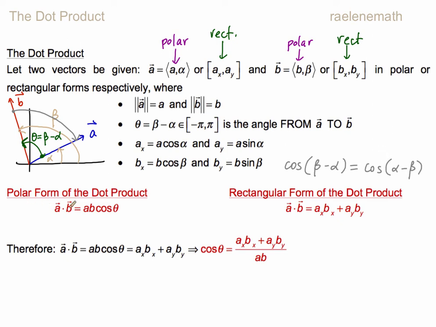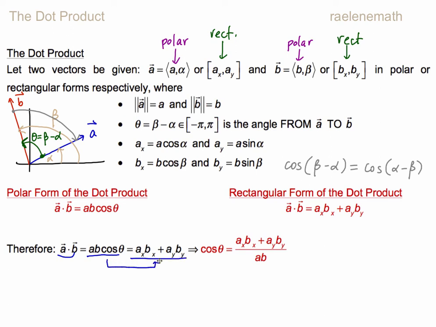So we have here the polar form of the dot product, magnitude of the first times magnitude of the second times cosine of the angle between them. And we have the rectangular form of the dot product, which says the product of the two horizontal components added to the product of the two vertical components. What we see then is that the dot product is expressed in polar form or rectangular form.